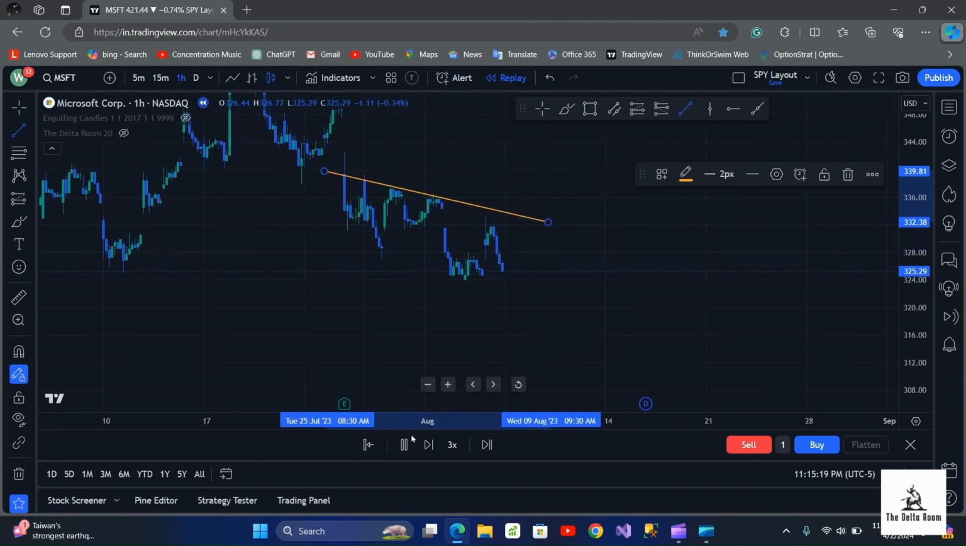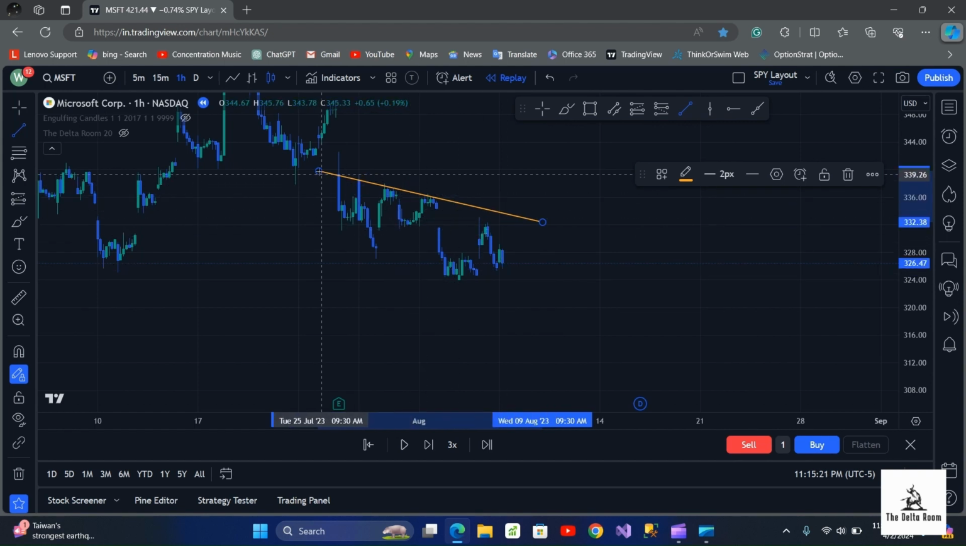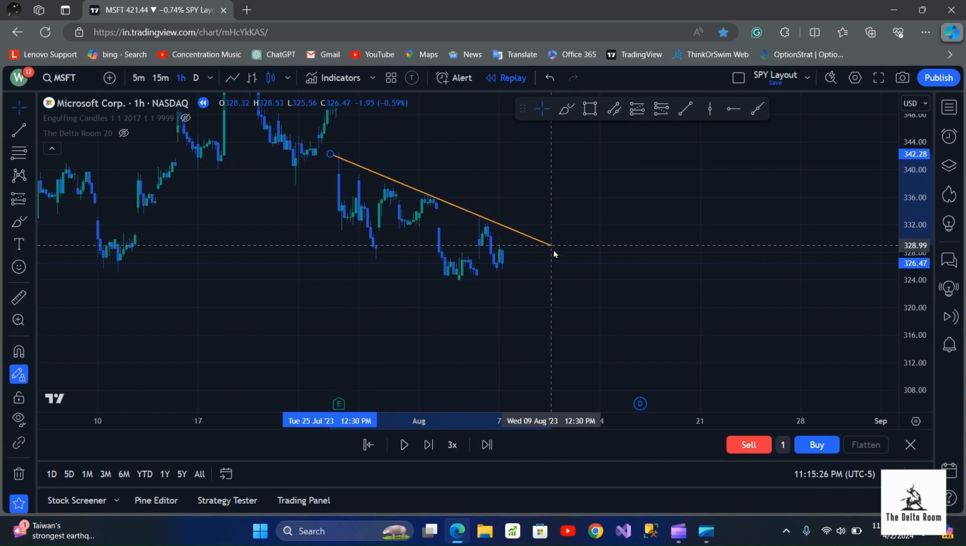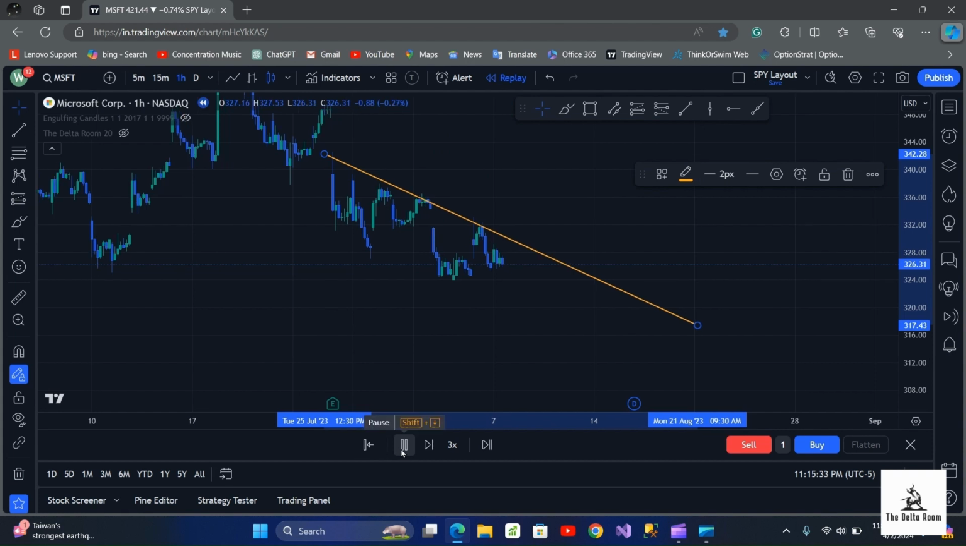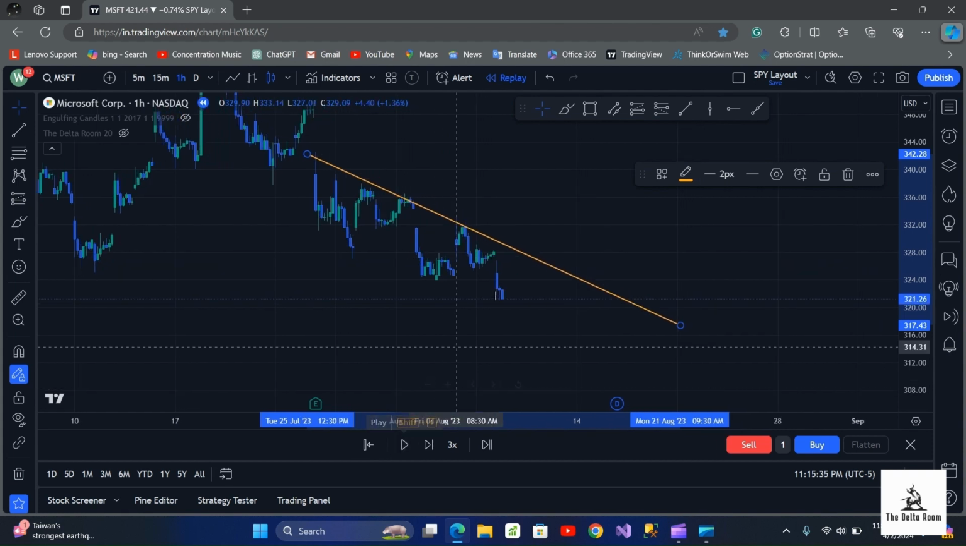Then it went up, came back down. So I see the trend line can be readjusted a little bit. I can readjust the trend line like this, kind of move it forward. Again, I'm going to play the price, so you see the price move over here.